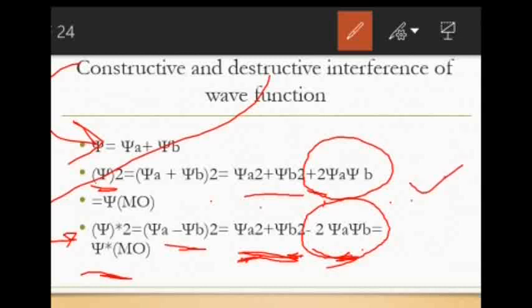मतलब जो psi square है वो psi a square plus psi b square से कितना बड़ा है? 2 psi a psi b. अगर psi star square देखिए, psi a square plus psi b square से कितना छोटा है? 2 psi a psi b.